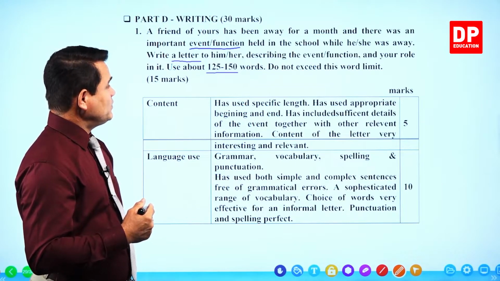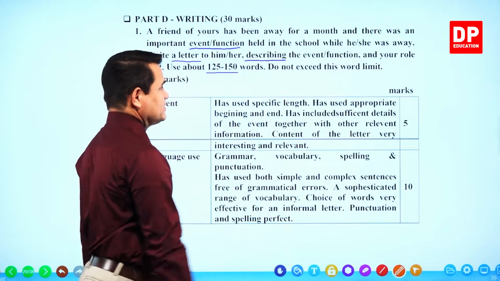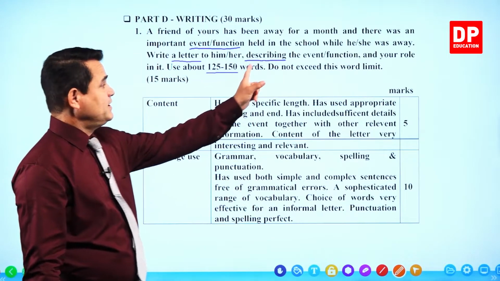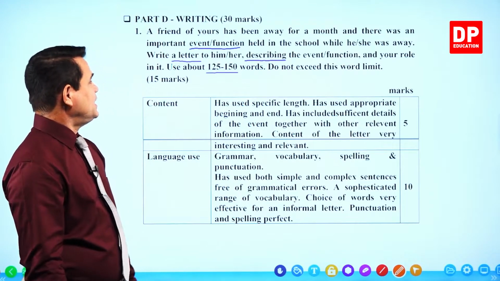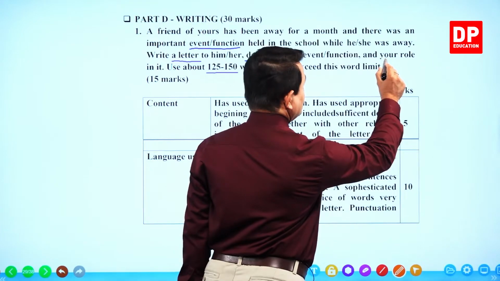Write a letter to him or her describing the event. එහෙනම් මේක ඔයා describe කරන්න ඕනි. Describe the event or the function. And your role in it. And also you have to tell what did you do there.